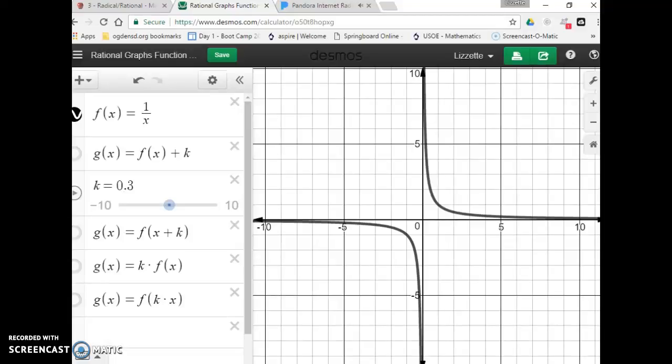Okay, so we're moving to rational graphs using function notation. So just to have a few reminders, right?